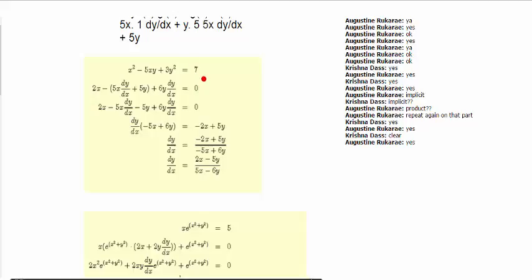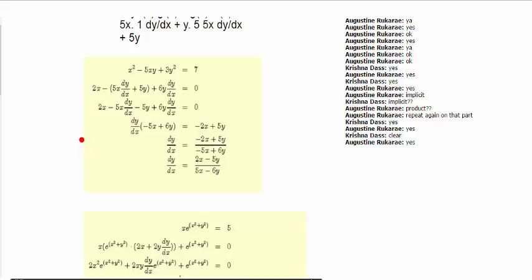And this 7 will become 0 because differentiating a constant gives us 0. Now we will further simplify this. There is a minus here. So what we will do is we will multiply that minus with the variables inside. So it will be 2x minus 5x dy over dx. So plus and minus will become minus 5y plus 6y dy over dx, which is equals to 0.